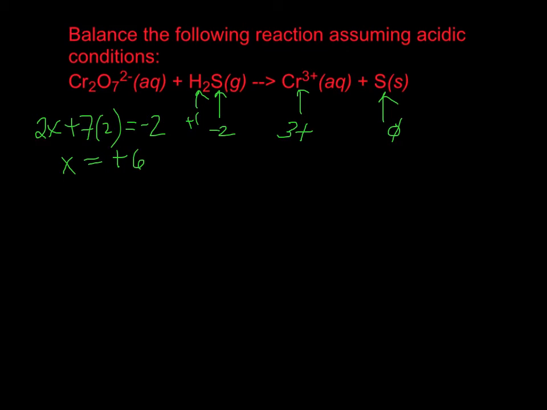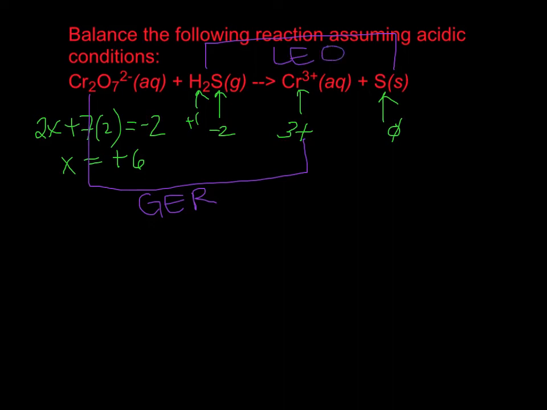All right, so we see that chromium went from +6 to +3. Remember that Leo the lion says grr. So chromium is gaining electrons and is therefore reduced. And sulfur is losing electrons and is therefore oxidized.